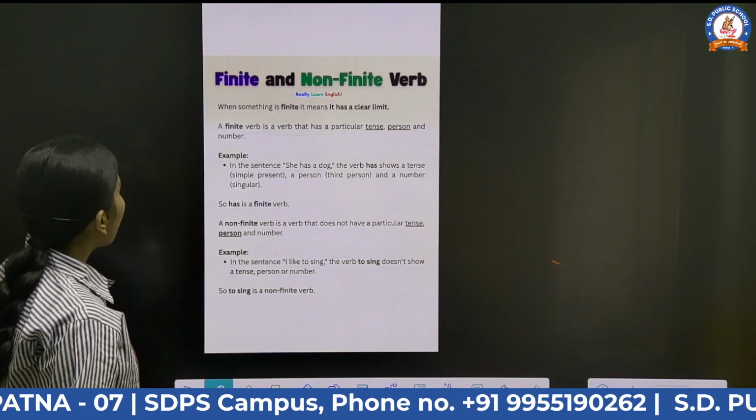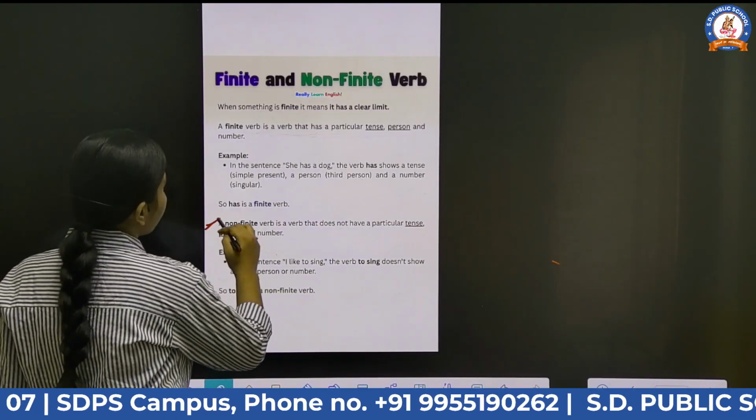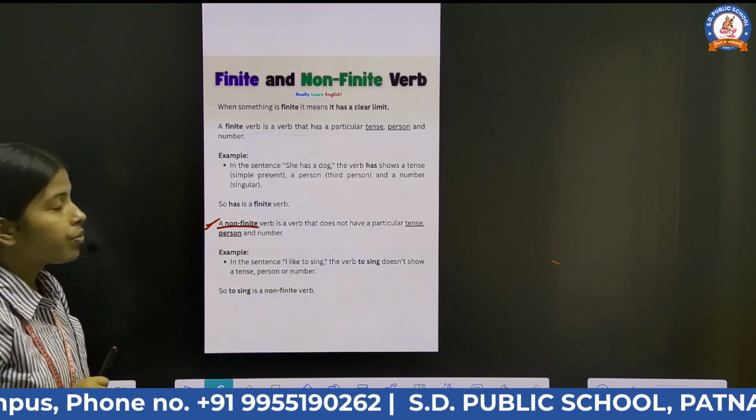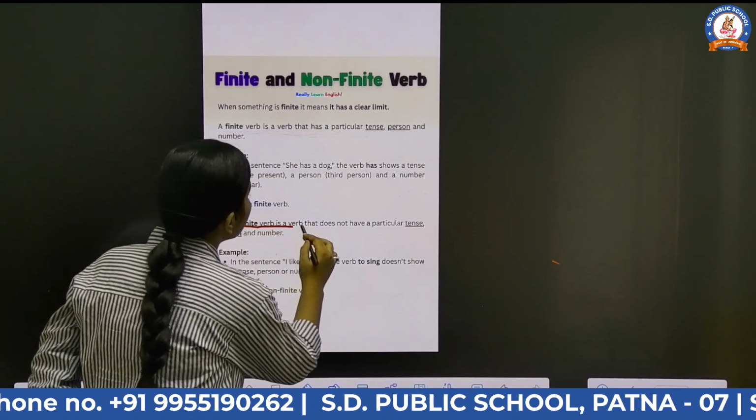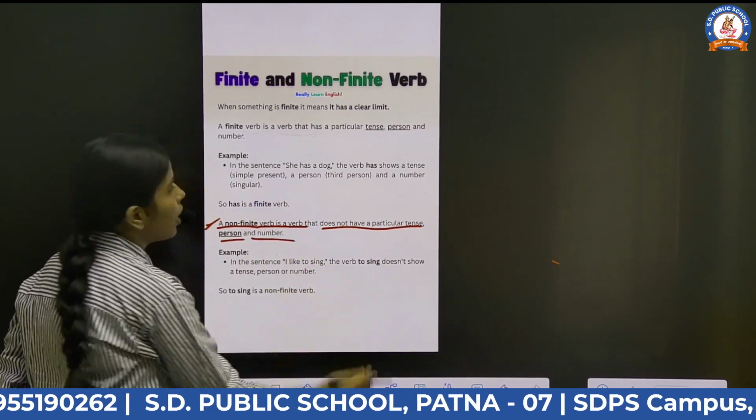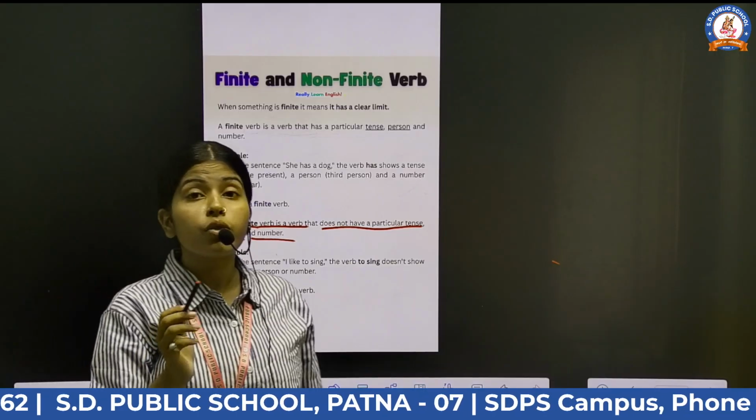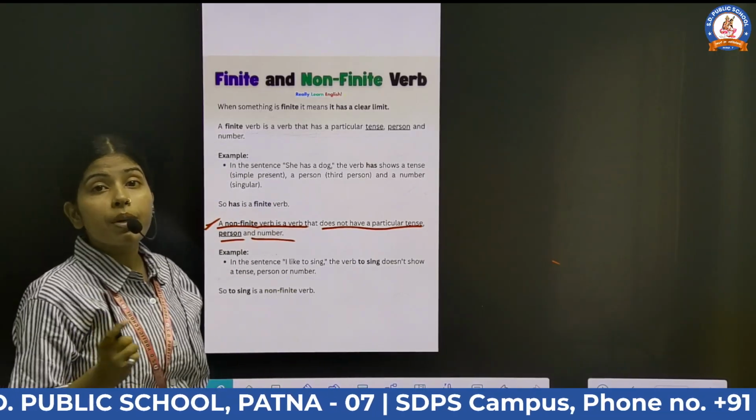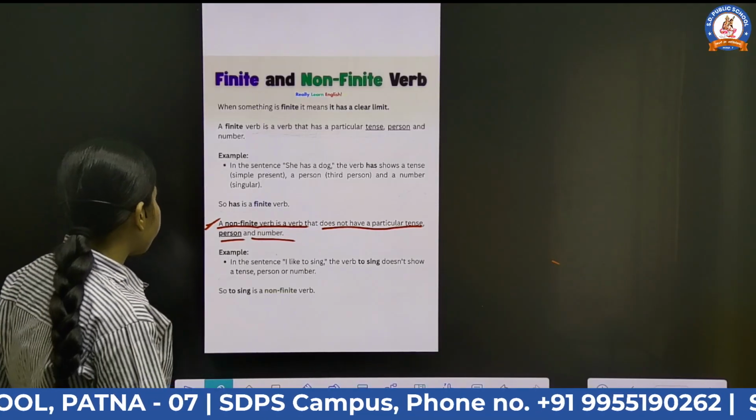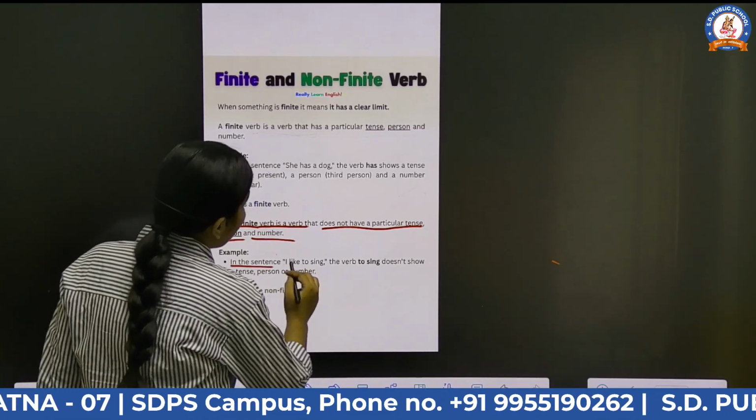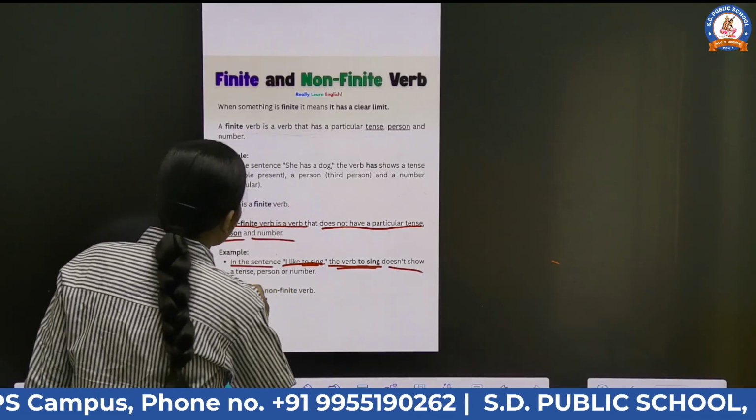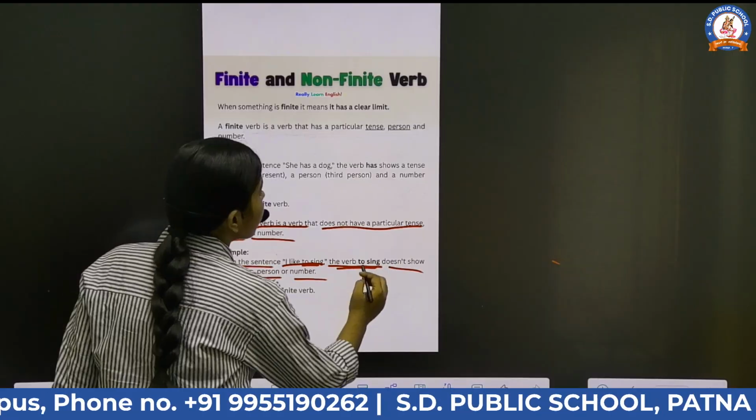Okay, now the next one is non-finite verb. A non-finite verb, which is also called as what? Infinite. Okay, a non-finite verb is a verb that does not have a particular tense, person and number. It means it will not change its form according to the number, person or the tense present in the sentences, right? As in the sentence, I like to sing. The verb to sing does not show any tense, person or number.